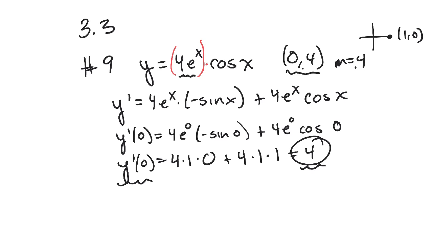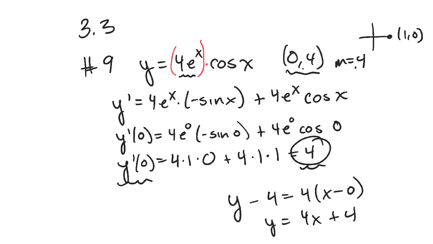Here's your point, here's your slope. y minus the y coordinate equals the slope times x minus the x coordinate. We can simplify this one a little bit. So there's number 9. Number 12 has a lot of simplifying.